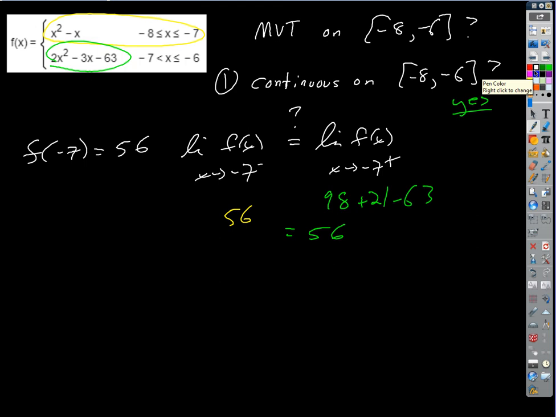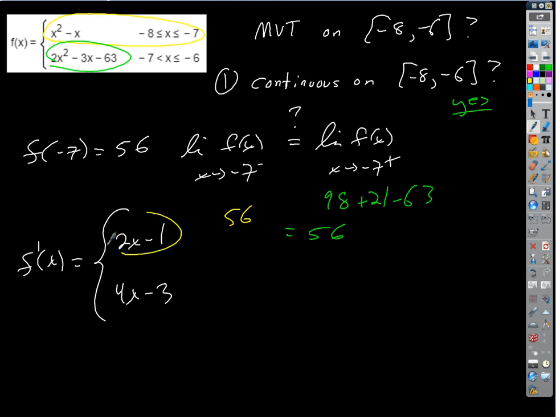Take a derivative. So we know that f prime of x is a piecewise function. What's the derivative of the top piece? 2x minus 1. Bottom piece? 4x minus 3. Okay. And then we would just have to see if when we approach from the left and the right, we're getting the same values. There's our top piece. There's our bottom piece.